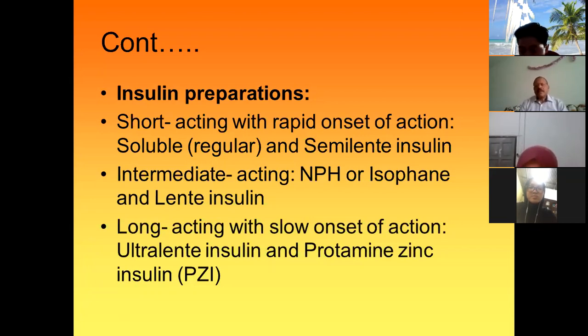The preparations which are long acting include ultralente insulin and PZI, protamine zinc insulin. These are examples of the different preparations of insulin, including short acting, intermediate acting, and long acting.